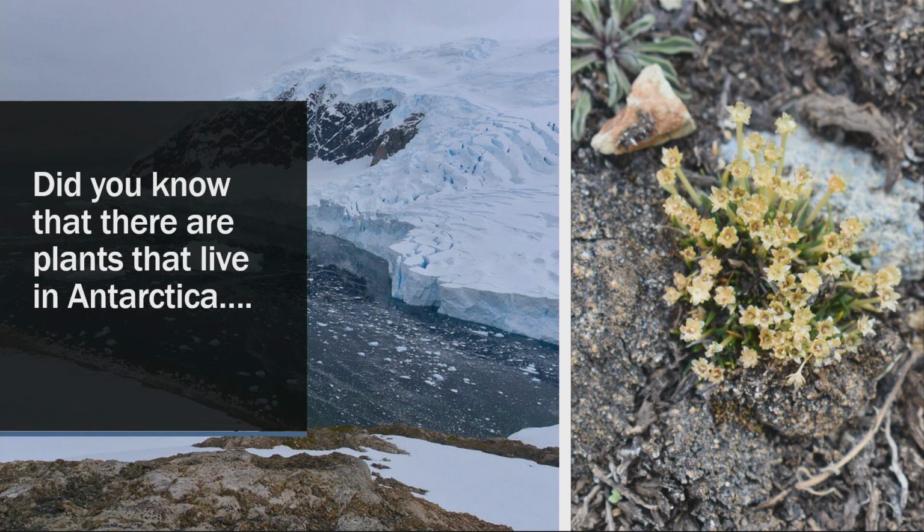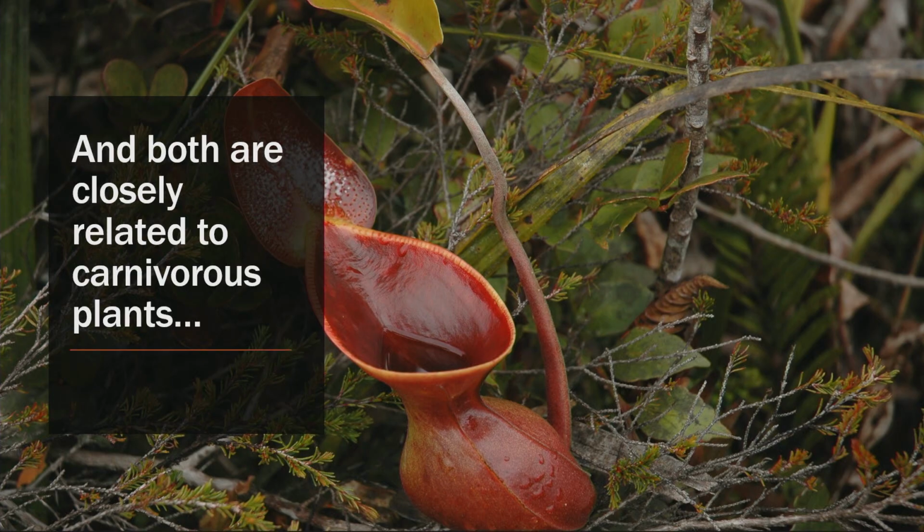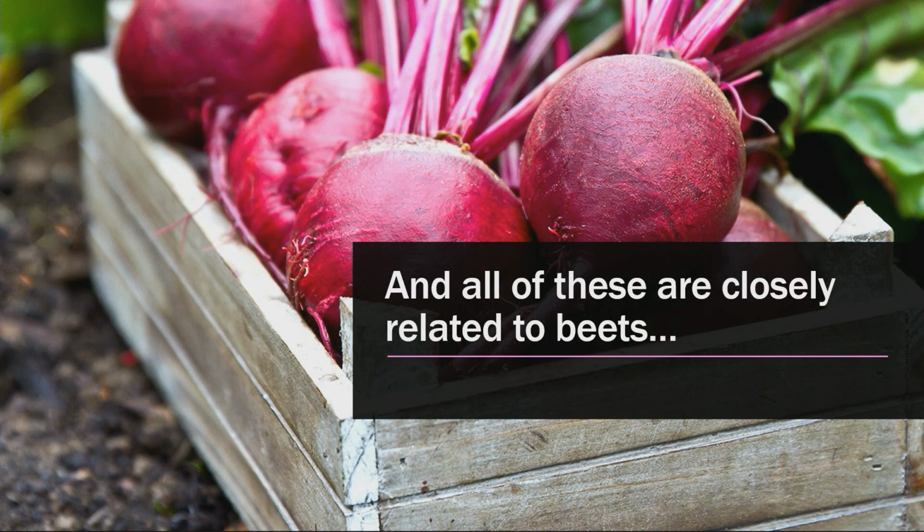So, did you know that there are plants that live in Antarctica? There are actually two species of plants that live in Antarctica. It seems strange considering how much ice there is. They happen to be closely related to cacti, which seems strange considering they're living in really dry, hot environments. Those are both closely related to carnivorous plants. So we've got Antarctic plants, cacti, closely related to carnivorous plants. All of these are closely related to beets. So that sort of gives some idea of the kind of complexity that we're dealing with.